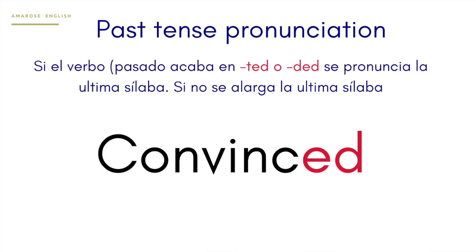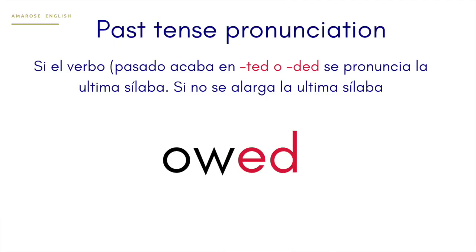Okay, so let's practice and let's see if you've understood the types of pronunciation. So let's go. How would you pronounce this word here? And it's not "convinced-ed". So the correct pronunciation is convinced. Okay, the next one. How would we pronounce this word? And it's not "owed-ed". And the correct pronunciation is owed.